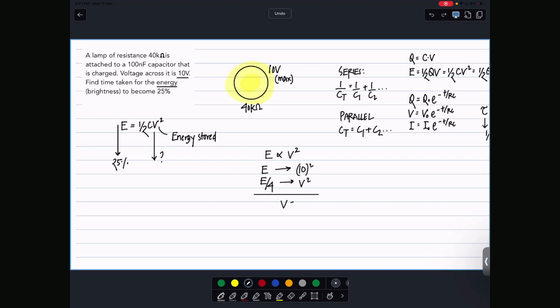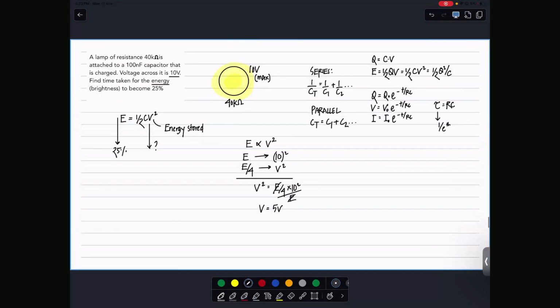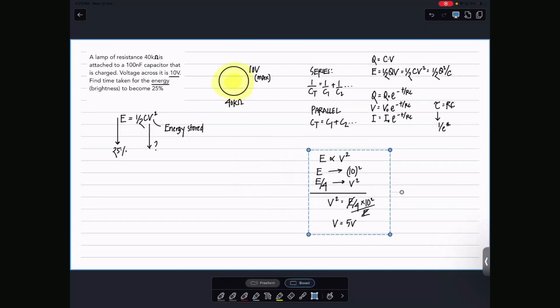Unitary method. If you didn't understand, let me explain the unitary method again. V square equals E by 4 into 10 square divided by E. From there the E cancels out and everything else cancels out, and you get V of 5 volts. So you need to do your math and figure out the time taken for the voltage to go from 10 to how much? 5, right?